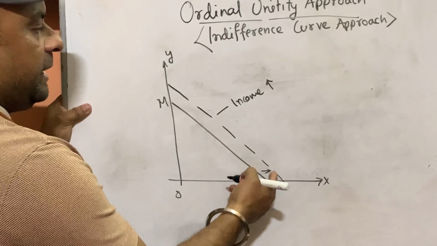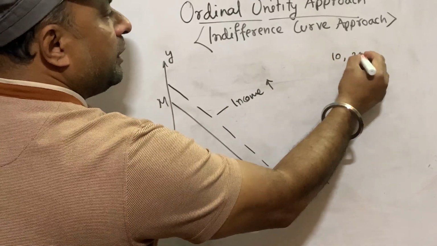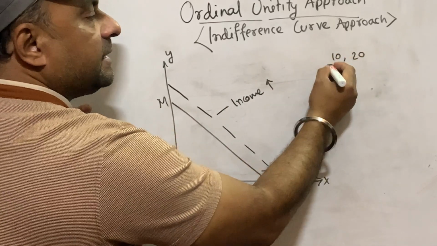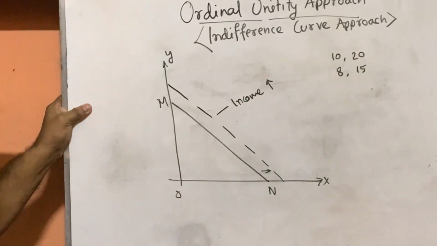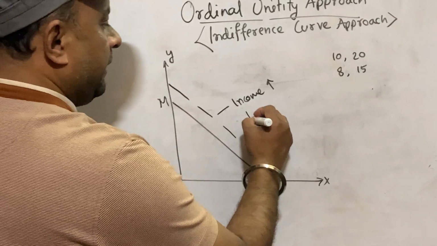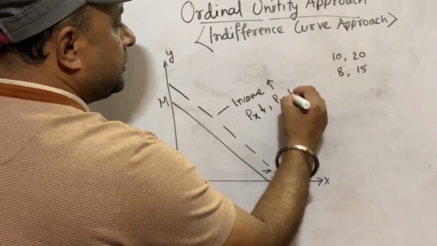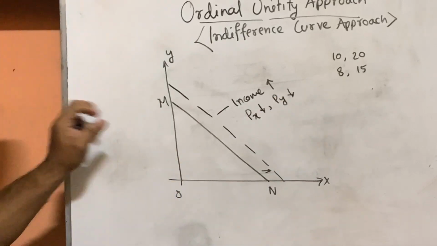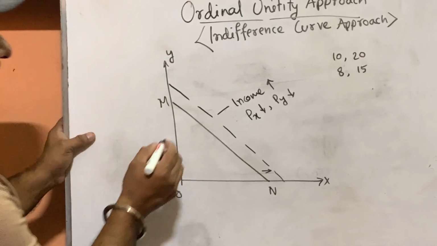Or another thing: if the price of both the goods decreases, earlier it was rupees 10 per unit or 20 per unit, and if both prices decrease, suppose it becomes 8 and 15, then with the same budget he can increase consumption of both the goods. So if the price of X and the price of Y both decrease, the budget line will also shift towards the right side.